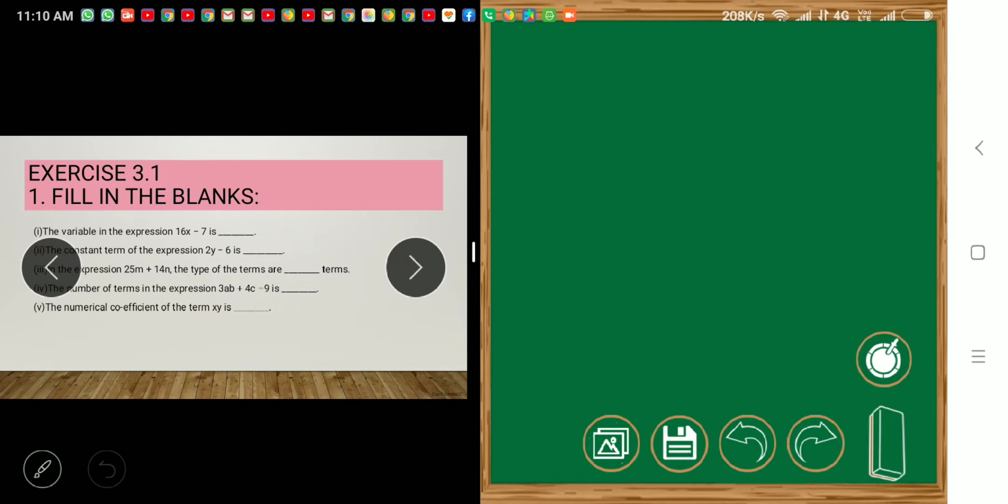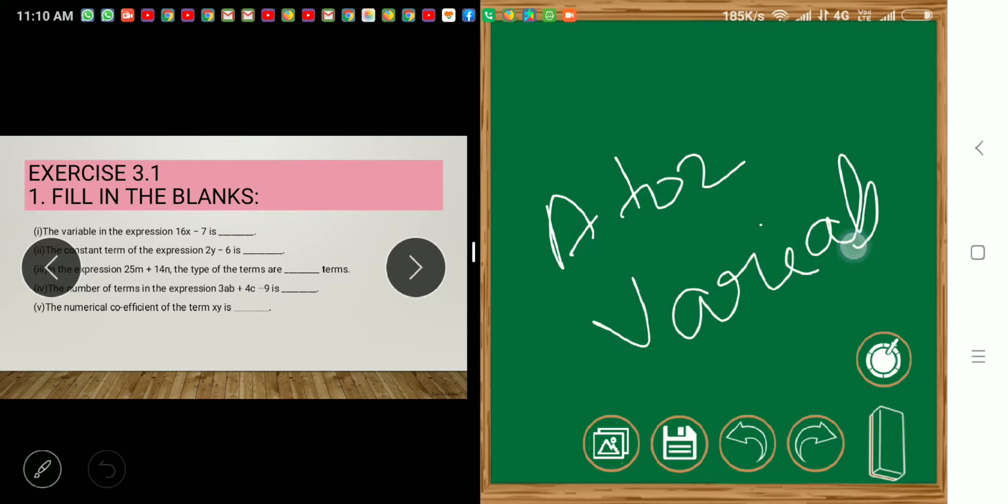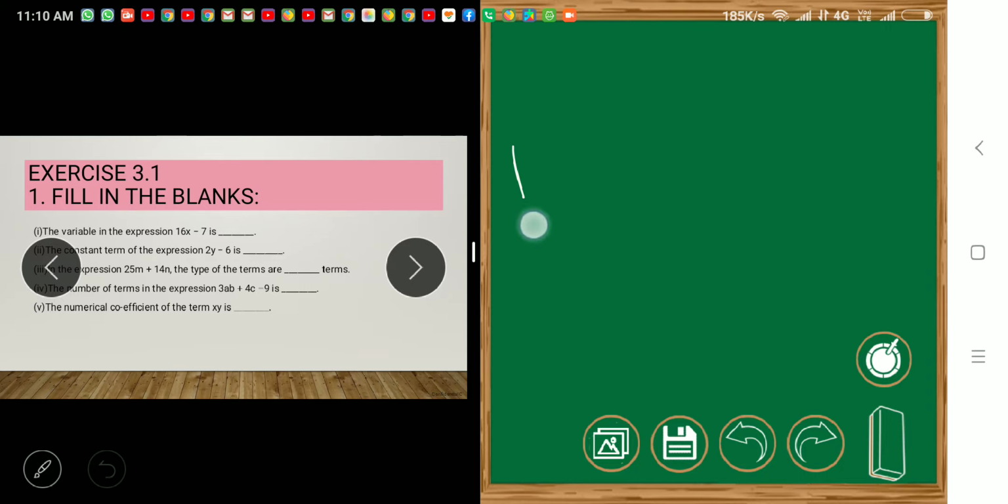Next one, fill in the blanks. The variable in the expression 16x minus 7. What does variable mean? An alphabet from A to Z is called a variable. If so, in the given expression 16x minus 7, what is the variable? X. So x is the variable.